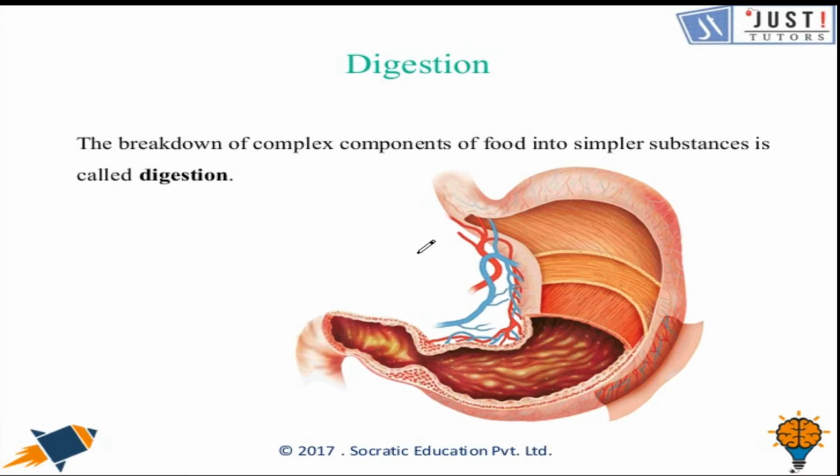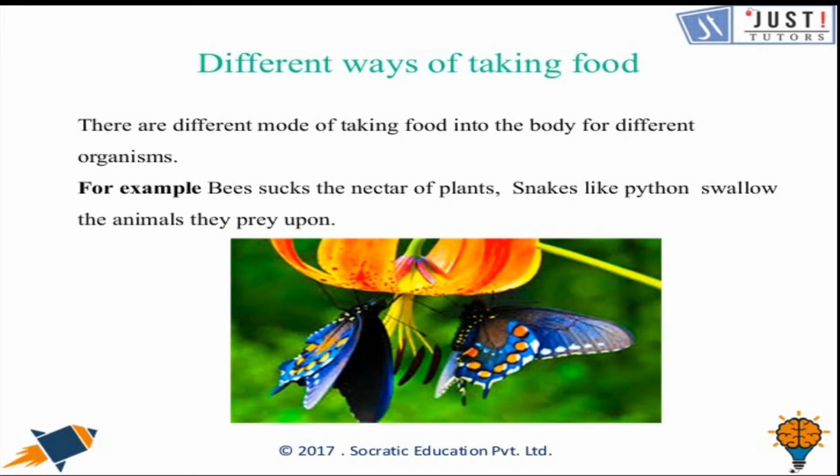We know that food consists of many components such as fat, protein, starch, carbohydrate, water, etc. Components of food such as carbohydrates are complex substances. Complex substances cannot be utilized as such, so they need to be broken down into simpler substances. In simple words, the breakdown of those complex components of food into simpler substances is called digestion. Now how does this process work?